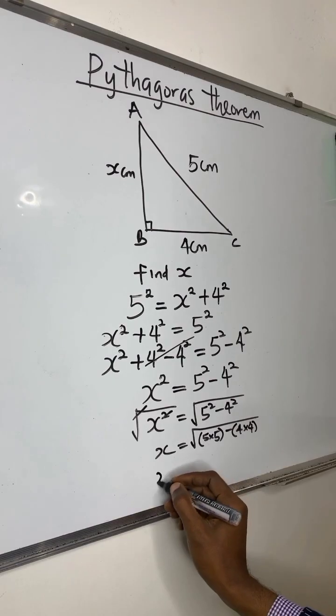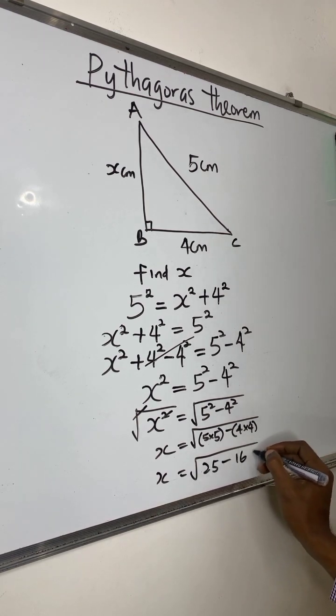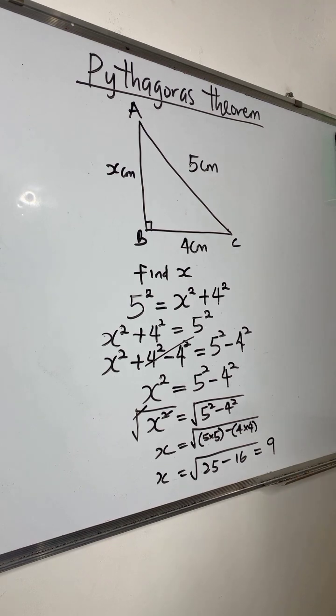5 squared is what? 25. That is 5 times 5. Now 4 squared is 16. That is 4 times 4. Now 25 minus 16 is going to give you 9. So you now have your x, which is equal to the root of 9. And what's the root of 9?